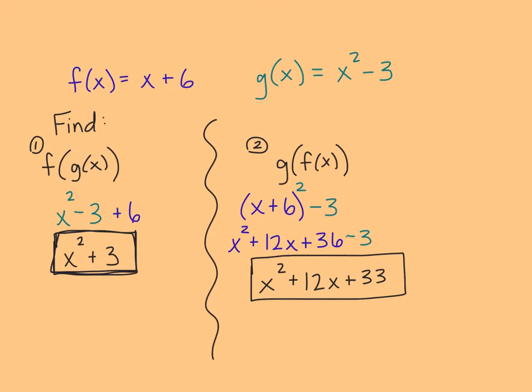Number 2 is a little more complex because when we plugged f of x into g of x, we had to plug in x plus 6 in for x. So that had to get squared, and then we did a minus 3. So when we squared x plus 6, we did x plus 6 times x plus 6. We multiplied, or if you like to think about it as foiling it out, to get x squared plus 12x plus 36, and then we still had the minus 3. Combining our constants gives us our final quadratic trinomial.